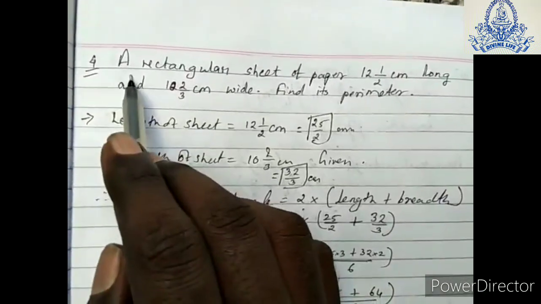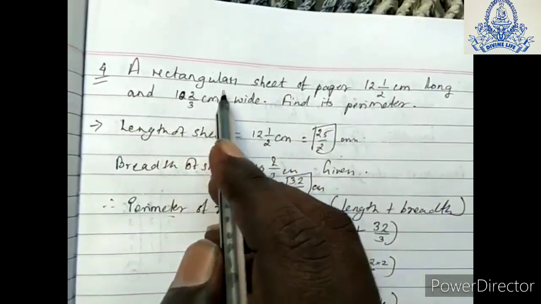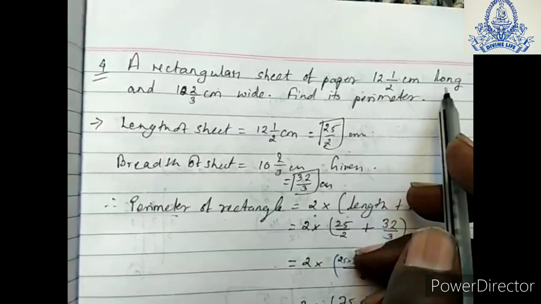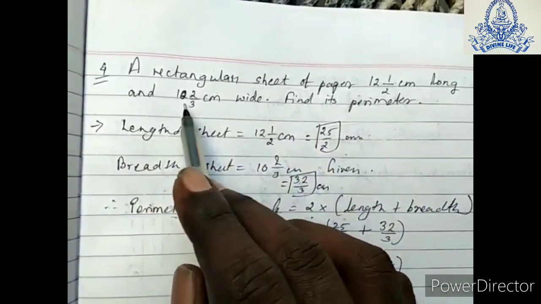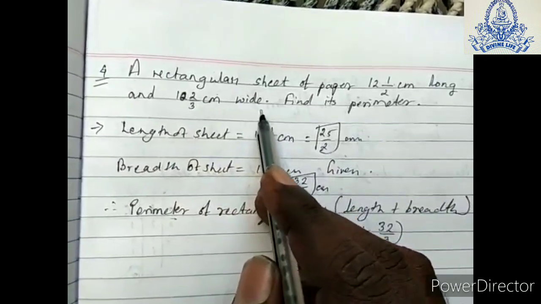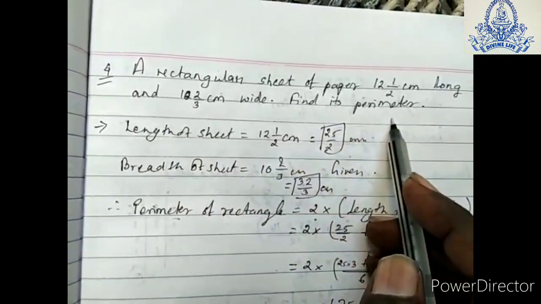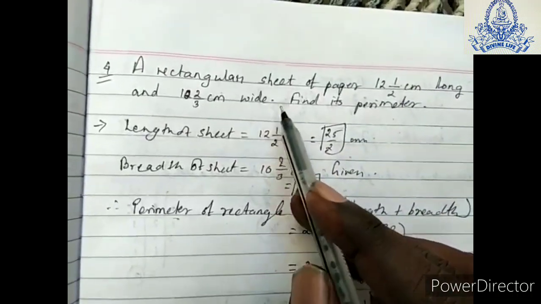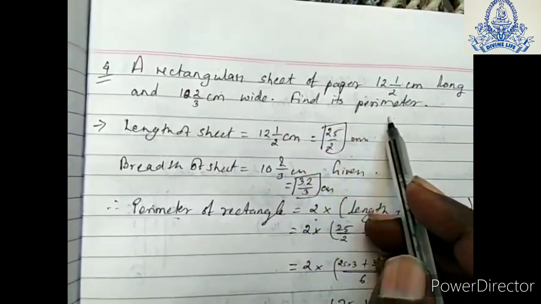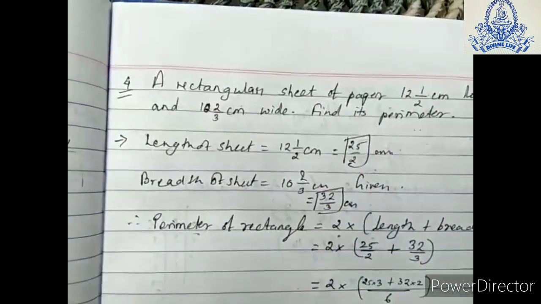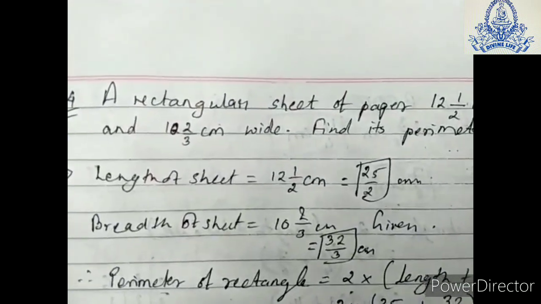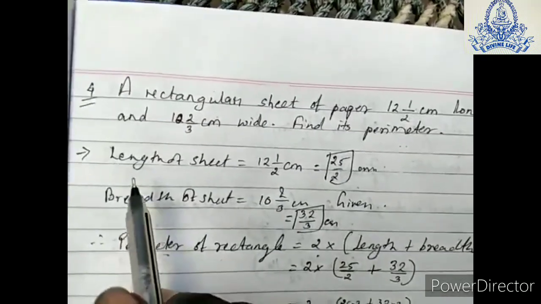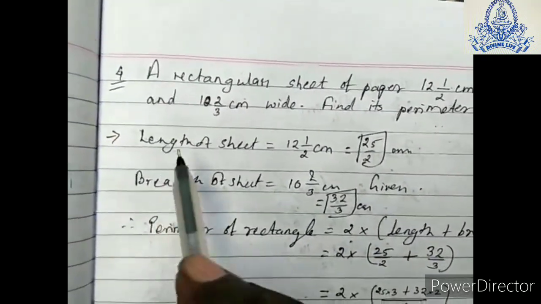Question number 4, I am reading it out. A rectangular sheet of paper is 12 1 upon 2 centimeter long and 10 2 upon 3 centimeter wide. Find its perimeter. Here the length of a rectangular sheet is given and the width is given. We have to find its perimeter. As we all know, the perimeter of a rectangle formula is 2 multiplied by length plus breadth. So we will apply this formula in this sum to find the answer.